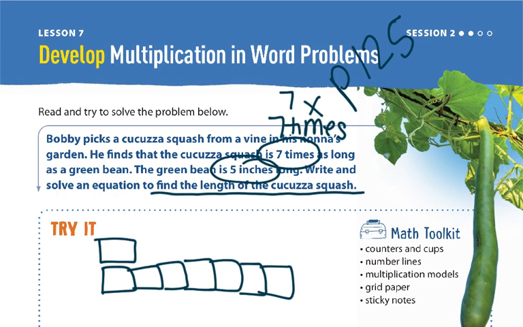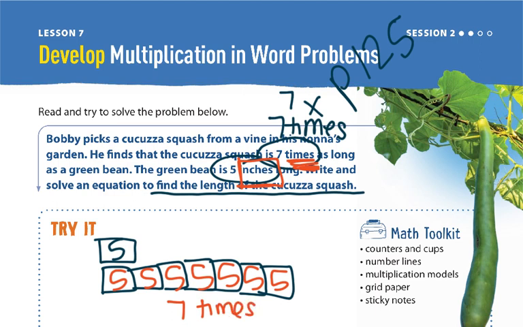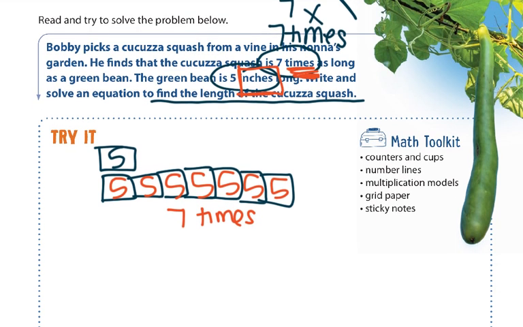Catherine, what number am I going to put in the first box? 5, and I'm going to label them. So 5 inches, and it's 5 times as long, so I put 5 here. And I know that I'm drawing out 7 boxes because it tells you right there, the number next to times. So I have 7 times 5, and I keep them in the same order.